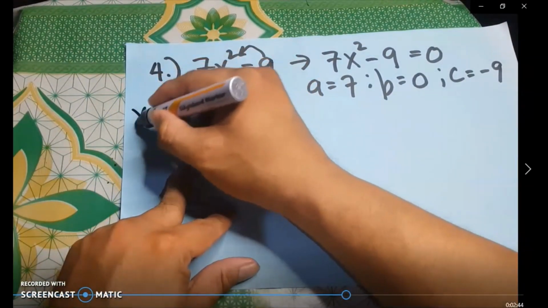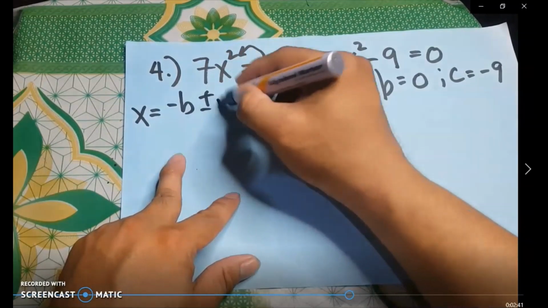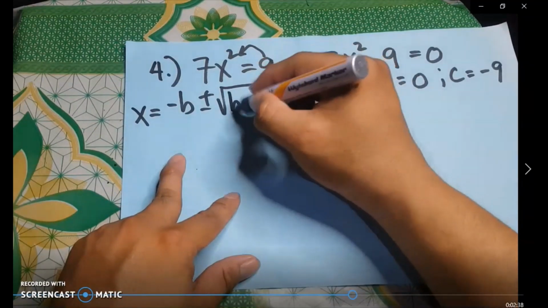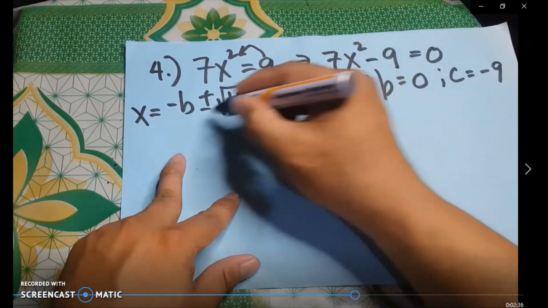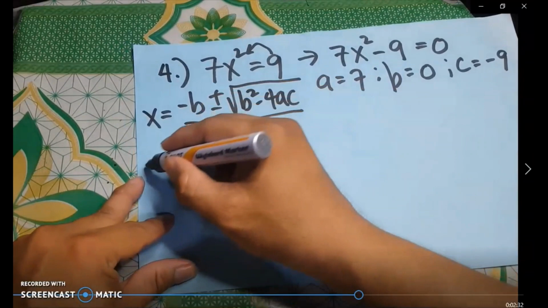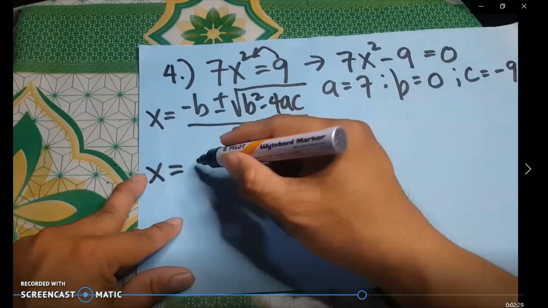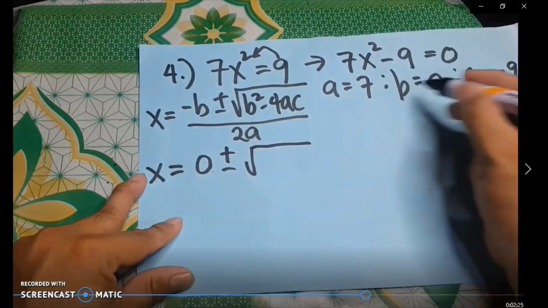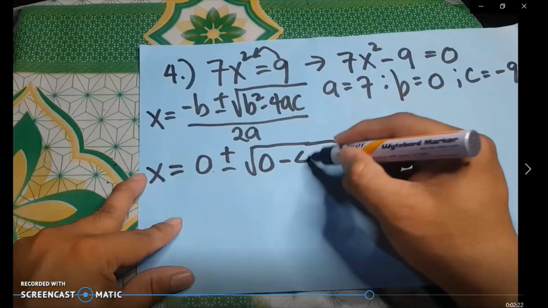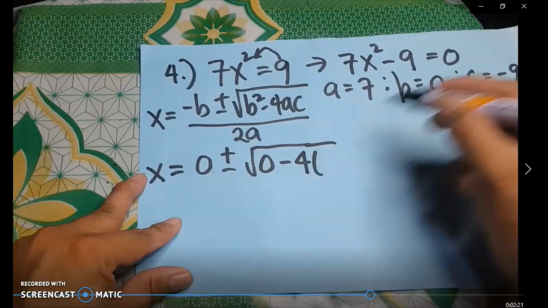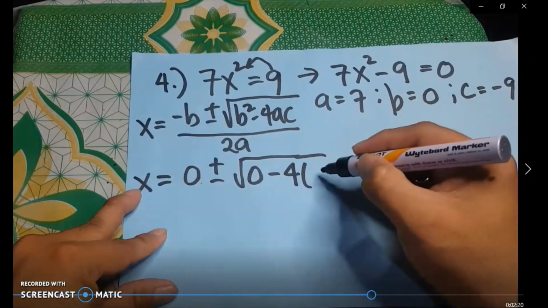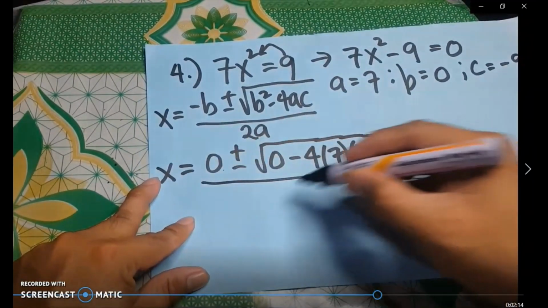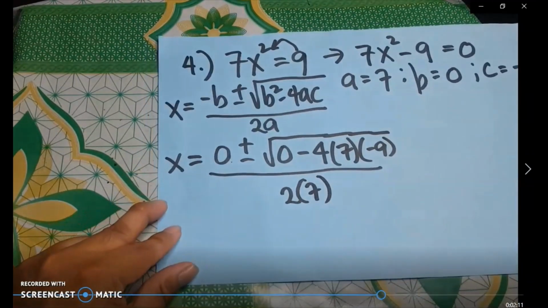So using the quadratic formula, x is equal to negative b plus or minus the square root of b squared minus 4ac all over 2a. So let's start substituting. So we do have x is equal to negative b, that is 0, and plus or minus the square root of b squared, that's 0, minus 4 times a, that would be 7, times c, which is negative 9, all over 2a, which is 2 times 7.